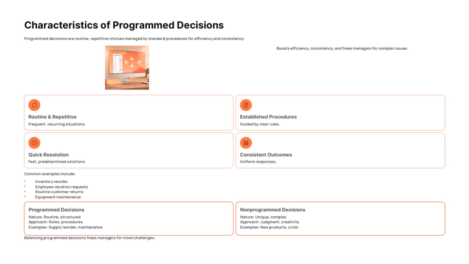Because these decisions are quick and predetermined, they allow managers to resolve issues fast, freeing up time for more complex, non-programmed decisions. Now, non-programmed decisions are quite different. They involve unique, complex situations that require judgment and creativity. Think about developing new products or responding to a crisis. These situations are less routine and more unpredictable. So, by effectively managing programmed decisions, managers can conserve their energy and focus on those novel challenges that demand innovative thinking and strategic judgment. This balance ultimately enhances overall organizational effectiveness.